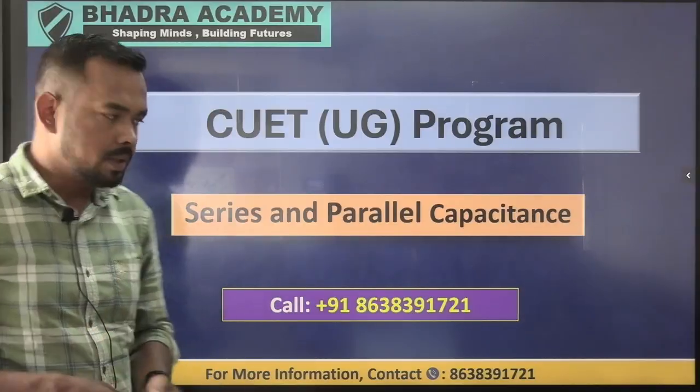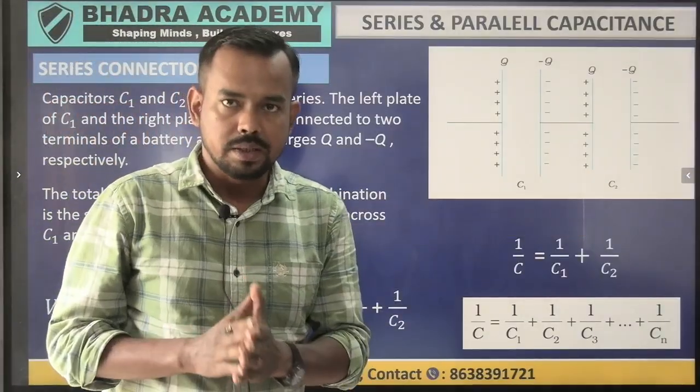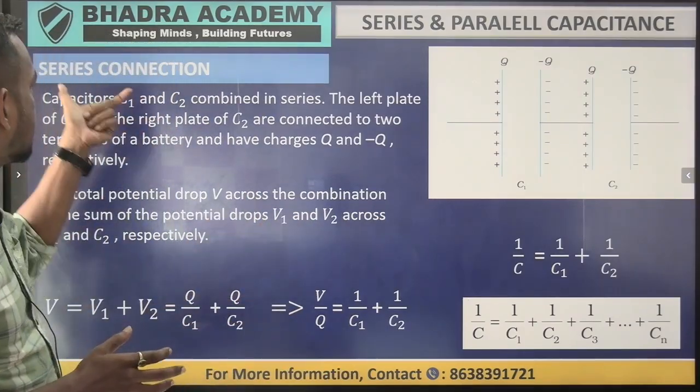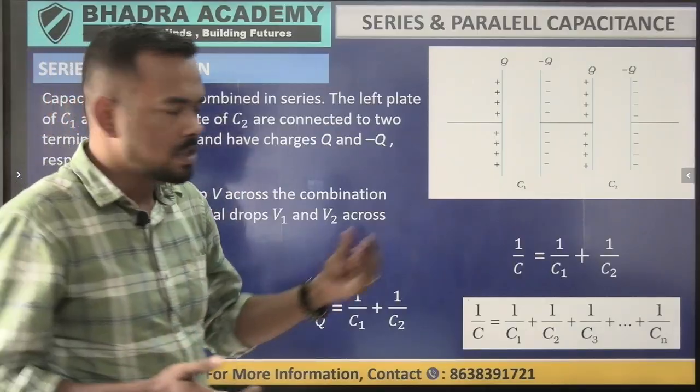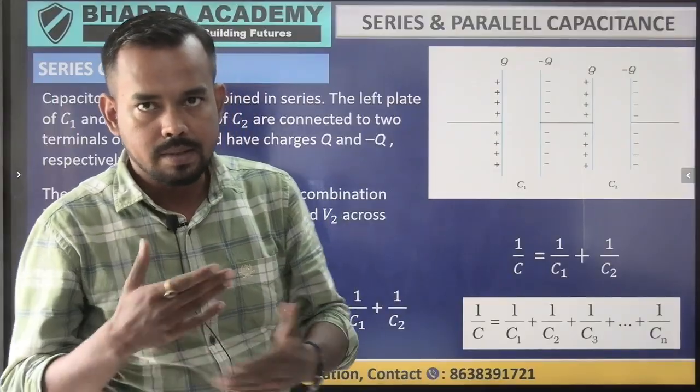So let's begin with the topic, that is series and parallel capacitance. Very first we are going to see that capacitors can be connected in different combinations. The very first combination is the series combination, in which the capacitors are connected one by one, one after another. So that is the series combination.